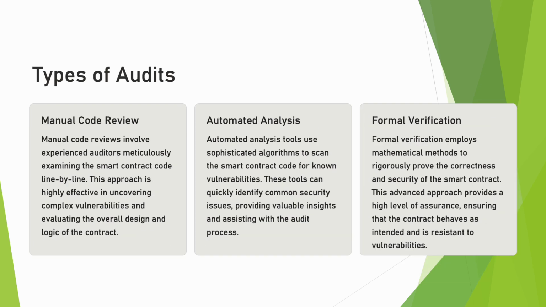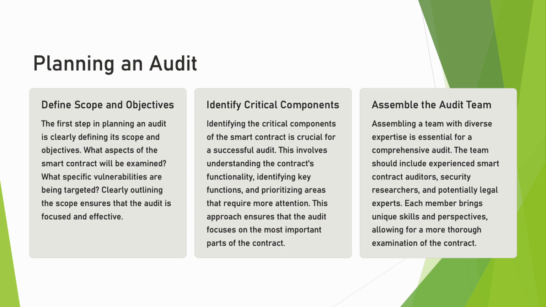We have three types of audits: manual code review, automated analysis, and formal verification. In manual code review, experienced auditors examine the code line by line, uncovering complex vulnerabilities and evaluating the overall design and logic. In automated analysis, tools use algorithms to scan for known vulnerabilities, quickly identifying common security issues. In formal verification, mathematical methods prove the correctness and security of the contract, ensuring it behaves as intended and is resistant to vulnerabilities. For planning an audit, we define three major things, that is, define scope and objective, identify critical components, and assemble the audit team.